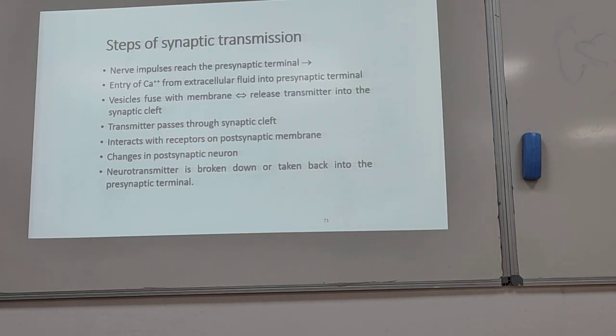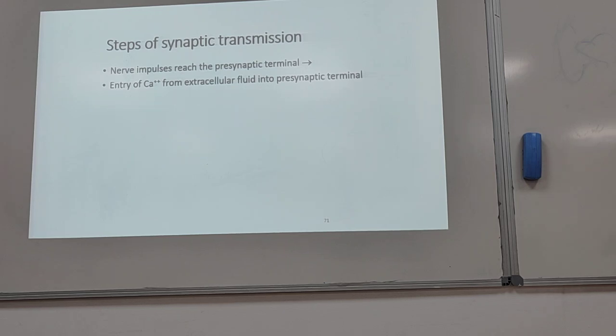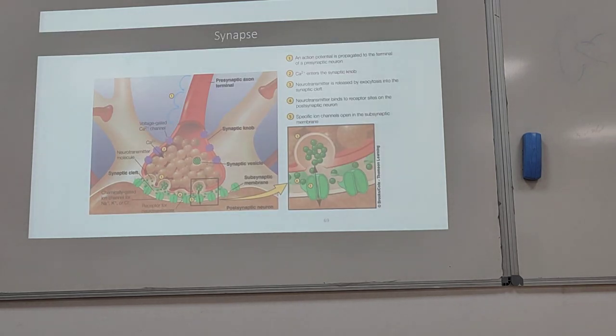So what happens to the neurotransmitter after that? Number one, it is broken down. Some enzyme breaks it down. Or it is taken back. Or it is diffused. I go back once again for the last time. And now I can go fast because all of you are here, mashallah, almost.